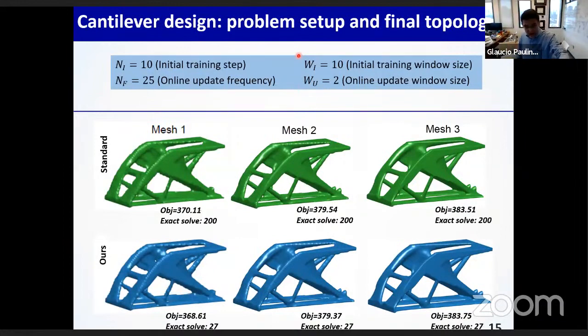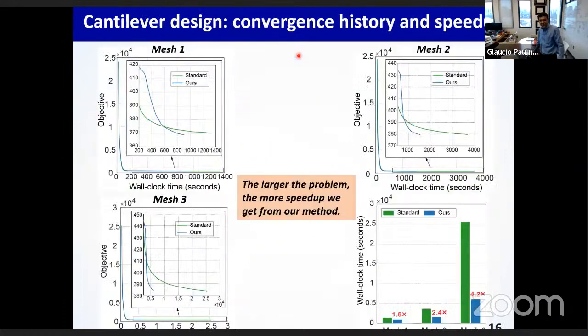And in green, for the three different meshes, we have the standard solution of topology optimization. And in blue, you have our solution using the machine learning, and you can see that the results are pretty good, almost identical, and the number of solves is substantially reduced, about 10 times or so. And one aspect that I would like to call your attention to is that it seems that with our approach, the larger the problem, the more speedup we can get from the method.